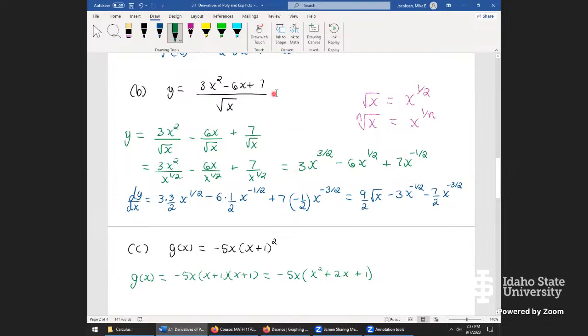This one is honestly the more annoying one because we had to divide again using exponent laws. Here, we're still using exponent laws, but it's much, much faster. Distributing negative 5x in gives us negative 5x cubed minus 10x squared minus 5x. So that's our function. Here, we can differentiate this in the normal way that we would like to. Other questions or comments so far, Bill?